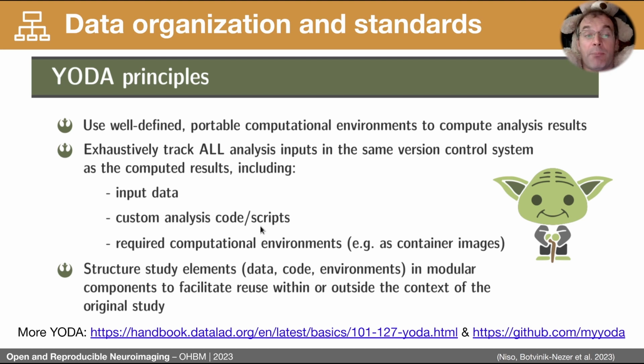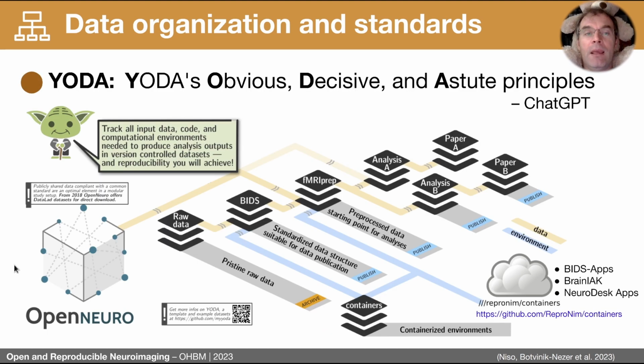You keep them separate so they could be reused. And to discover more about YODA principles, here are two links which I advise you to follow. But here is an abbreviation of how ChatGPT described the YODA principle, right? So it's YODA's obvious, decisive, and astute principles. I think they're quite astute, so I like this definition, and here we go.